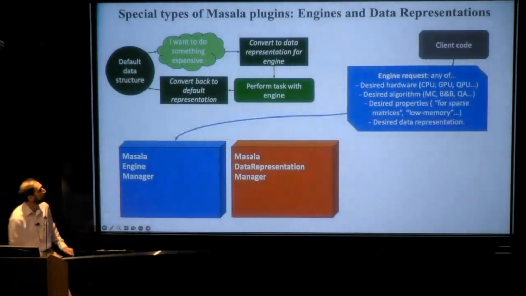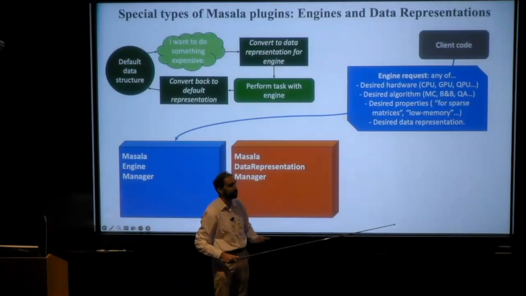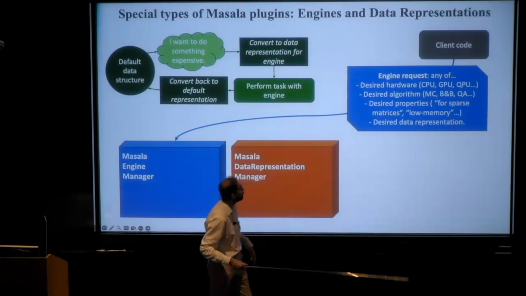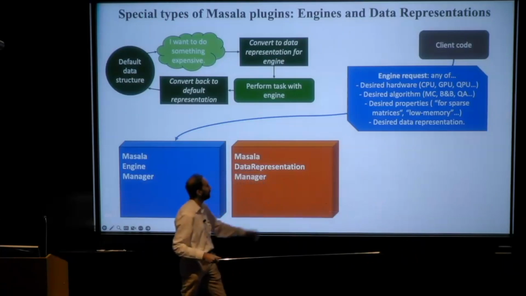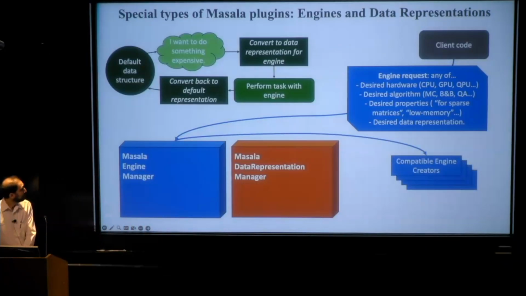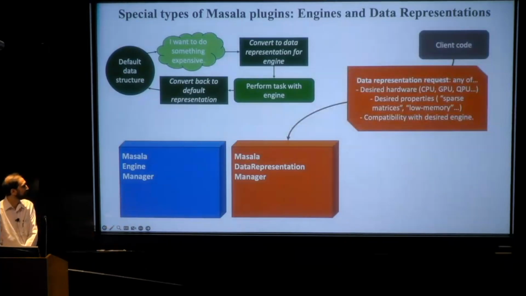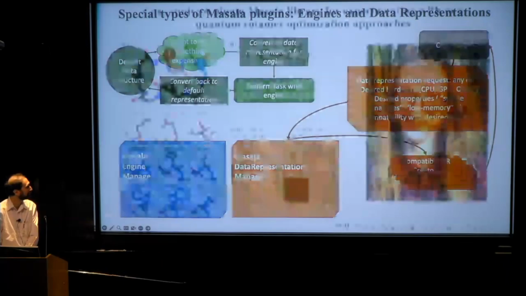Client code can query the engine manager for an engine that meets a set of criteria. So the criteria can be related to hardware. It can be related to the desired algorithm, Monte Carlo versus branch and bound or something like that. It can be related to desired properties, something for sparse matrices, something that's low memory, or it can be an engine that works with a desired data representation. It'll get back engine creators, and it can create an engine and use the engine. And similarly for data representations. You can query the data representation manager for a data representation compatible with a set of properties. You get back your data representation and you run with it.